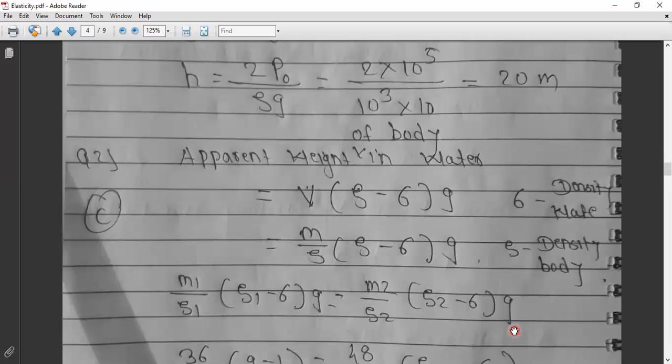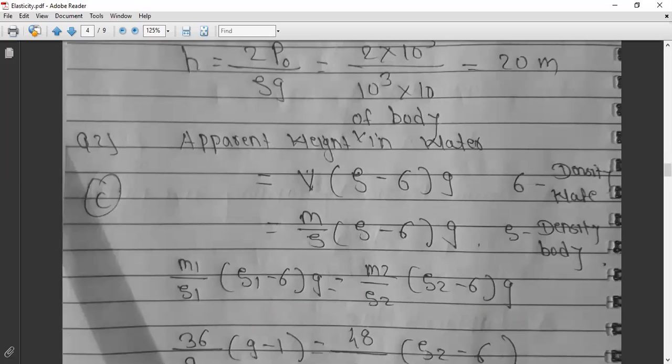Two bodies are in equilibrium when suspended in water from the arms of the balance. The mass of one body is 36 gram and its density is 9 gram per centimeter cube. The mass of the other body is 48 gram. So two bodies are connected to the two arms of the balance and are in the water. Mass of two bodies given, then calculate the density of the second body.